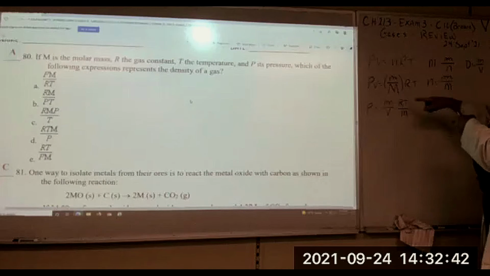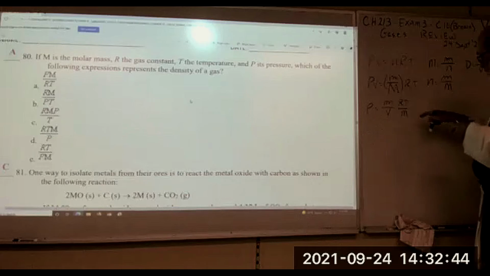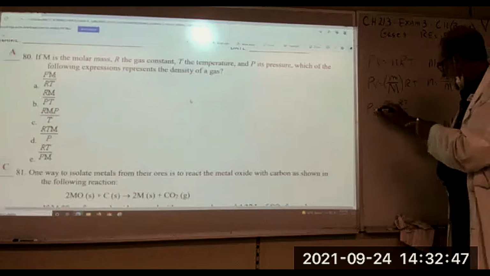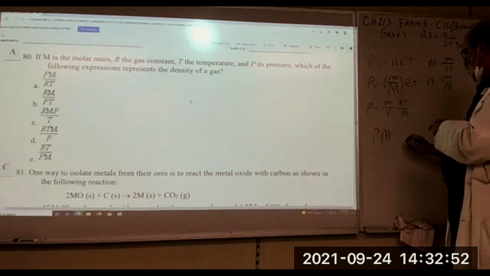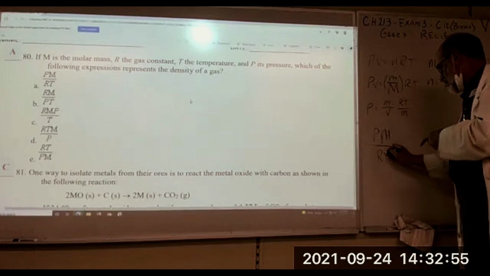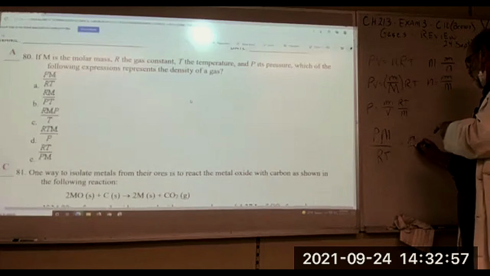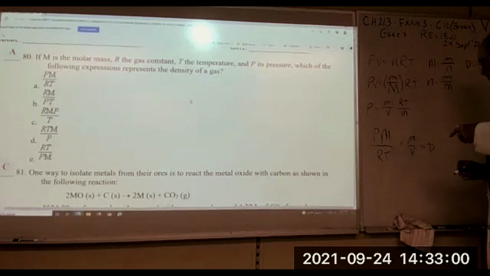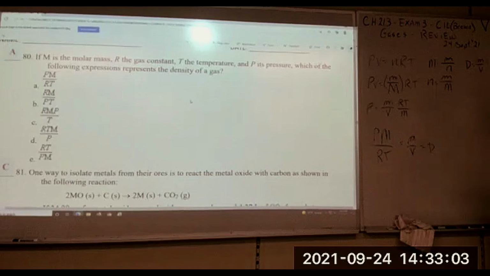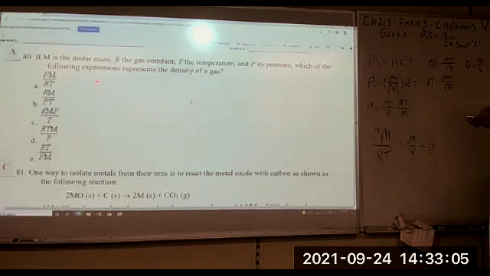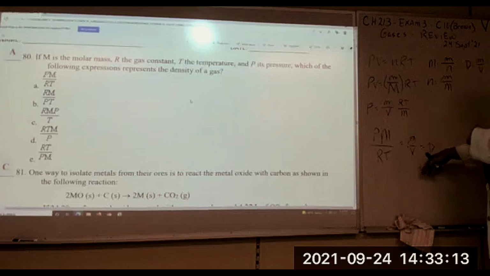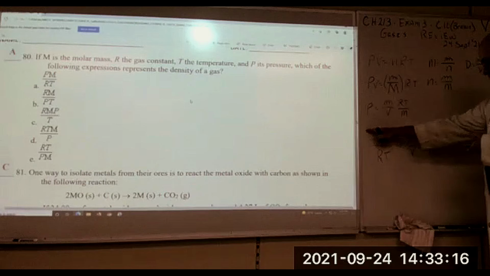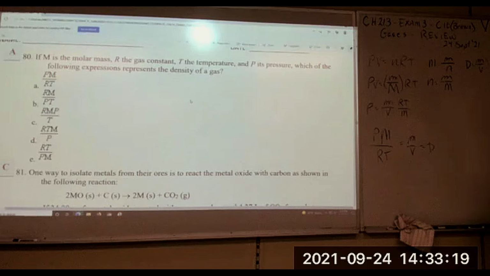Okay. Now we've got this term right here. So we can hold that one here and put these over there. So this one comes up here: pressure times molar mass divided by RT equals M divided by V, which is equal to density. Right? So pressure times molar mass divided by RT. There it is. So that way, if we know these values, then we can calculate the density of the gas.